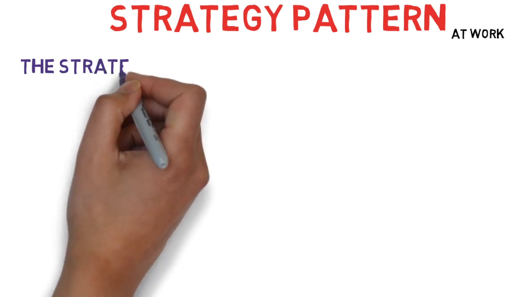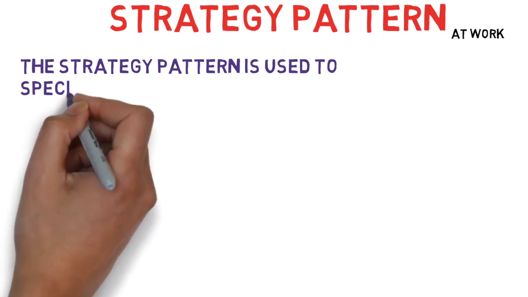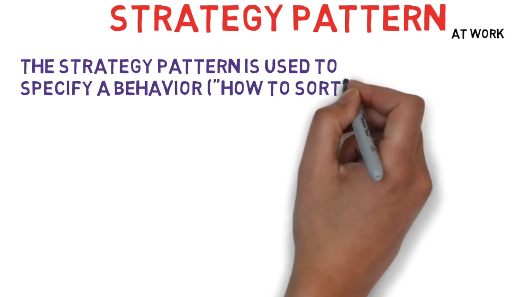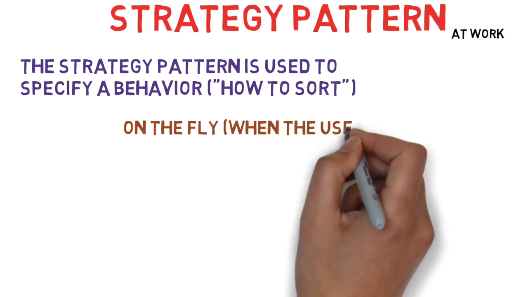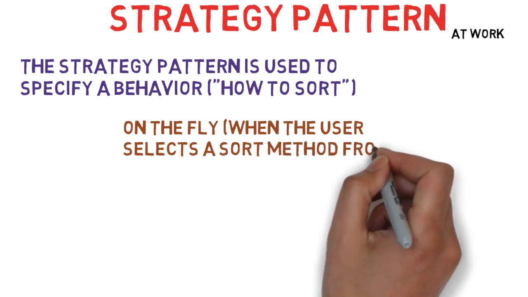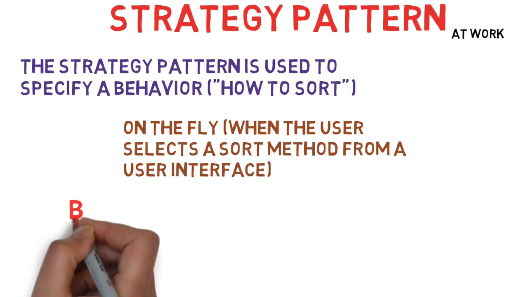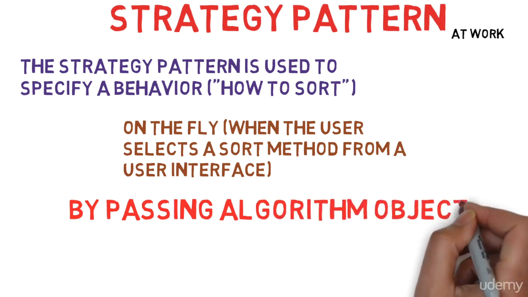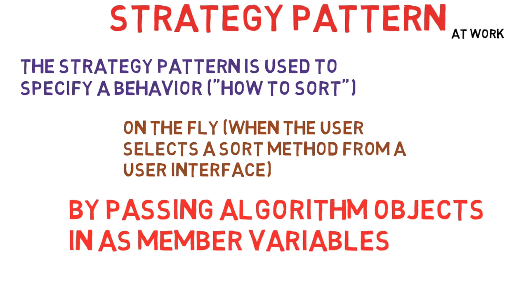The strategy pattern is used to specify a behavior. In the example that we've just seen, the behavior is how to sort. The objective is to get a sorted list, but how we want to sort that list is specified by the strategy. This strategy is specified on the fly when the user selects a sort method from a user interface. So though we have all these algorithm objects ready, we don't know which one is going to be used unless the user specifies some input. So we sort it by passing these algorithm objects as member variables.